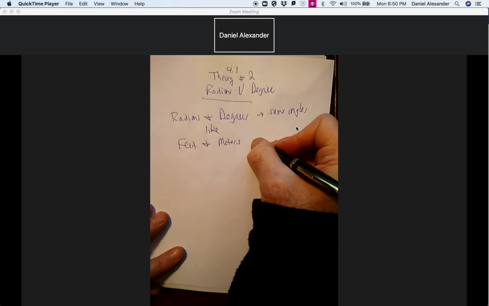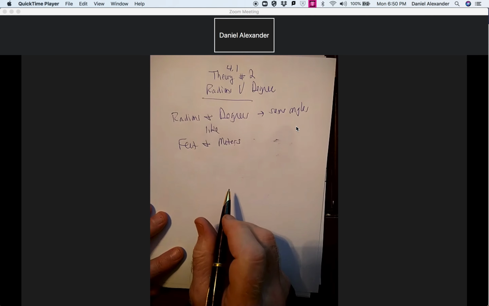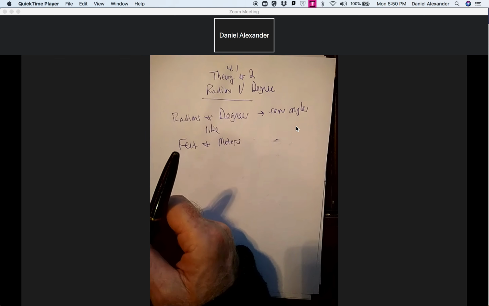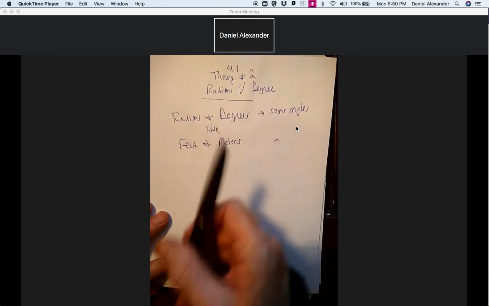Are you any taller in feet than in meters? No, your height doesn't change. The number, the measure of it does, but not the actual height. So it's the same thing.